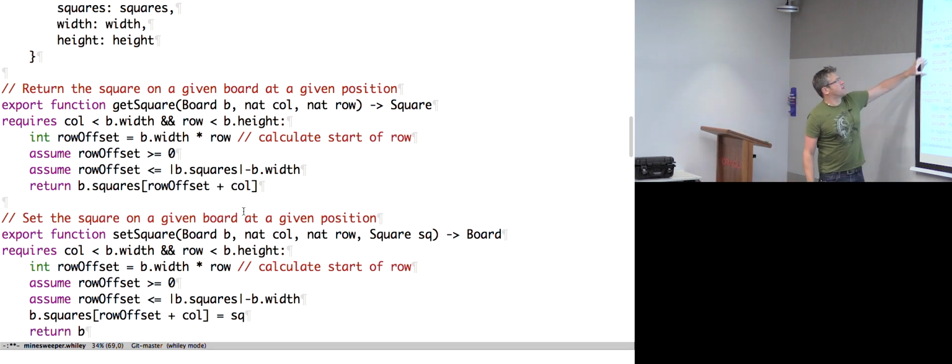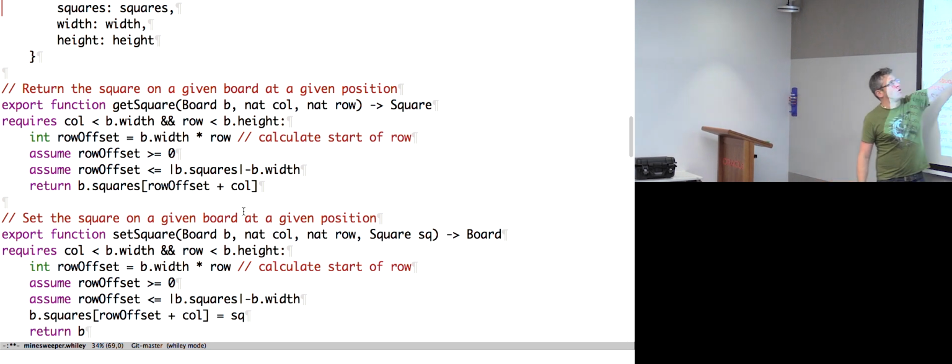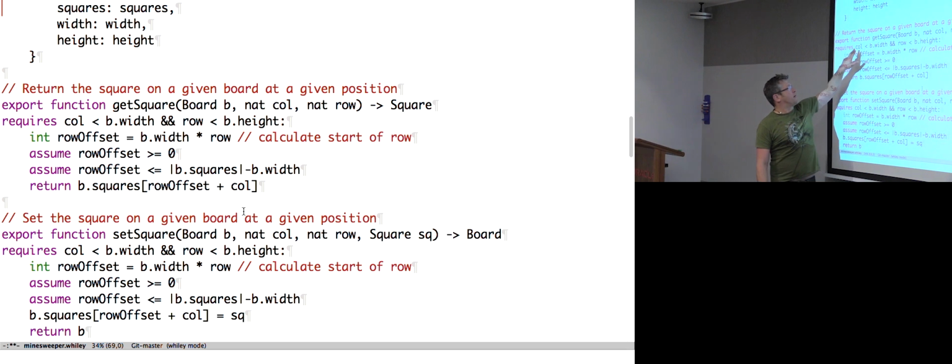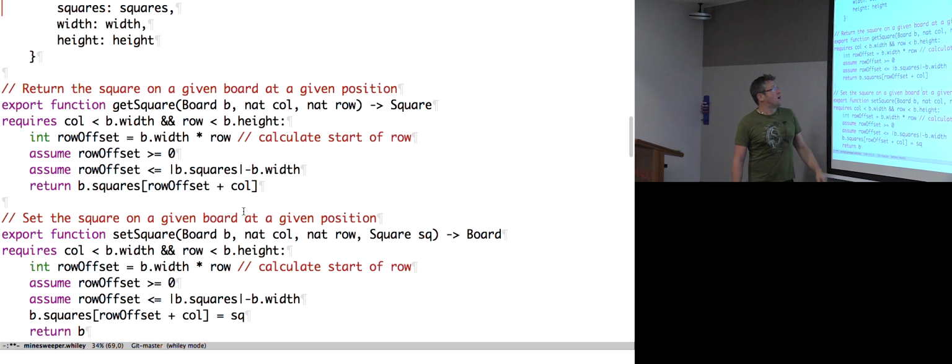So if we look at the get square function, this is a function which is going to basically look into my two-dimensional array and pull out a square at a given position. So my position is my column and my row, and I've got my board here, and I'm basically saying that the column has got to be less than the width of the board, and the row has got to be less than the height of the board, and we already know that they're going to be greater than or equal to zero because they're naturals.